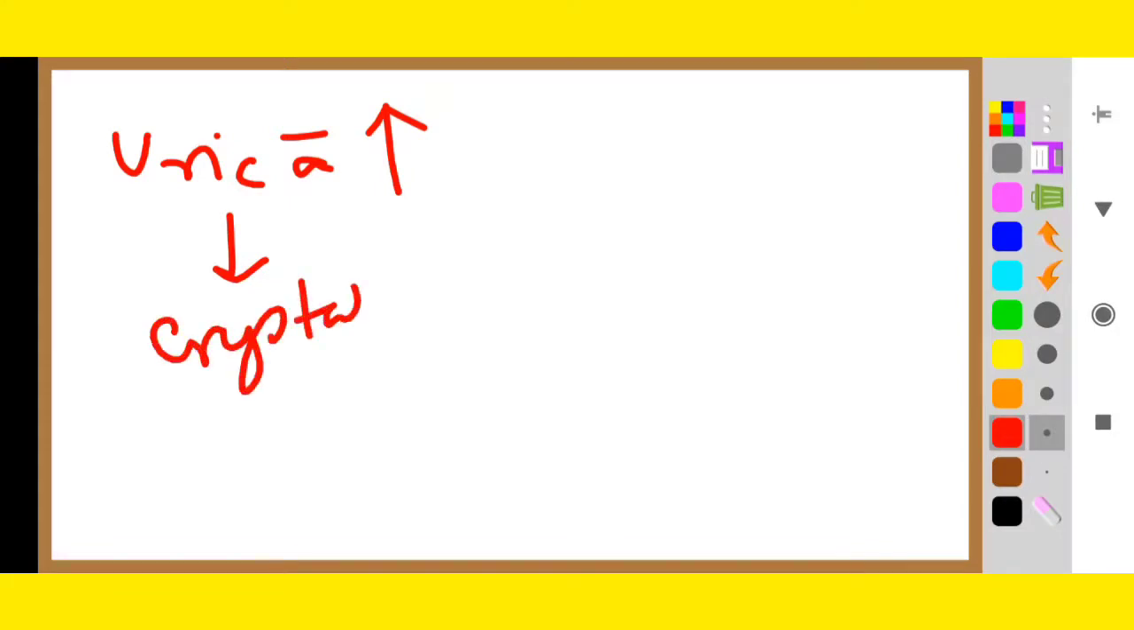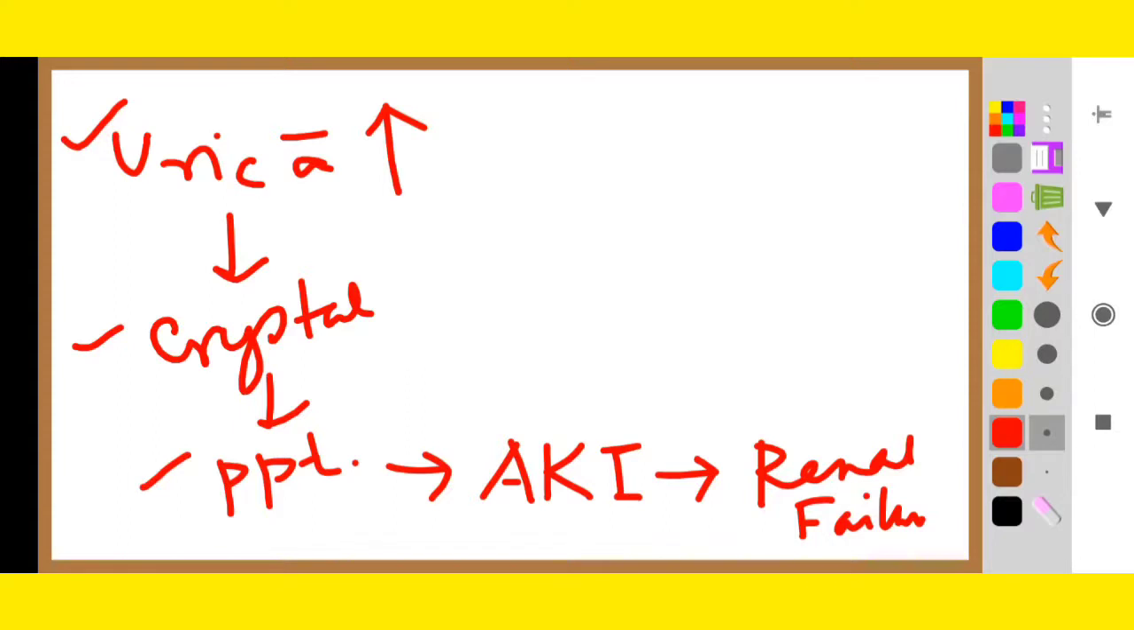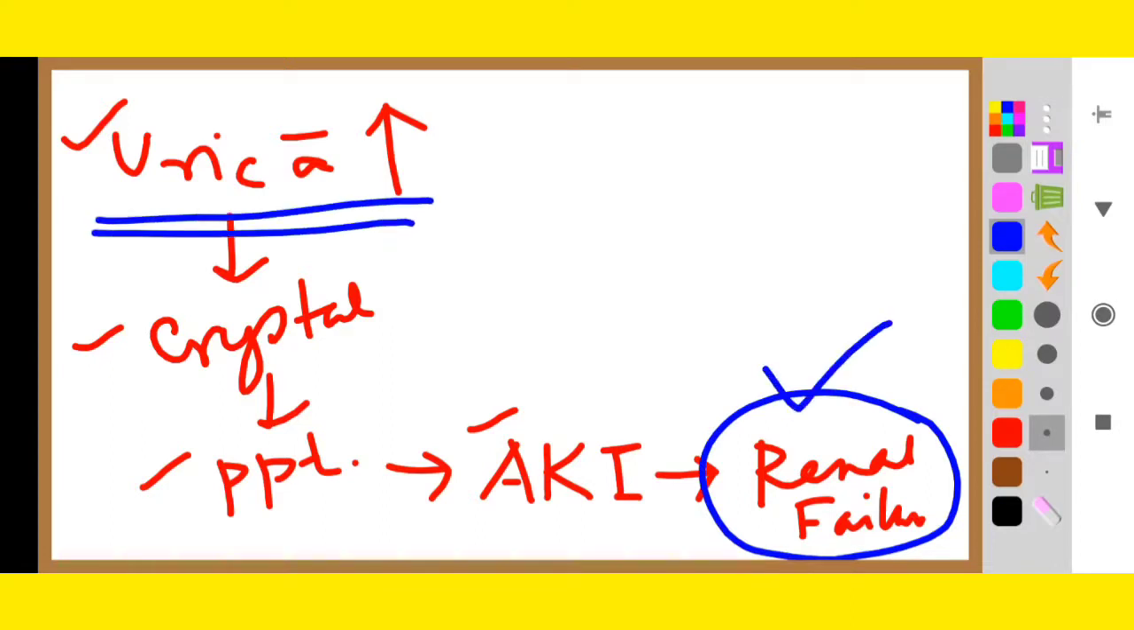So basically, when you have increased uric acid level in your body, then this uric acid will form crystals, and this will form precipitate in your kidney, and this will cause acute kidney injury, and this will result in renal failure. So increased uric acid will result in crystal formation, precipitate formation, and this will lead to AKI, that is acute kidney injury, and this will ultimately result in renal failure. So increased uric acid will lead to renal failure.